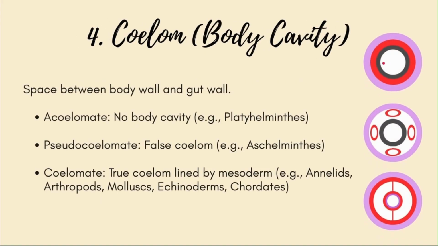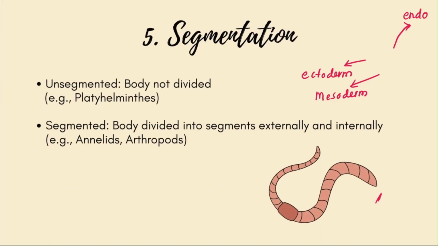The coelom is a fluid-filled body cavity between the body wall and gut. It allows internal organs to move freely and function efficiently. Flatworms are acoelomate, having no body cavity. Roundworms have a pseudocoelom, a cavity not fully lined by mesoderm. In coelomates like earthworms and humans, the coelom is completely lined by mesoderm, enabling the development of complex organs and organ systems. In some animals, the body is divided into segments or repeated units, like in earthworms.